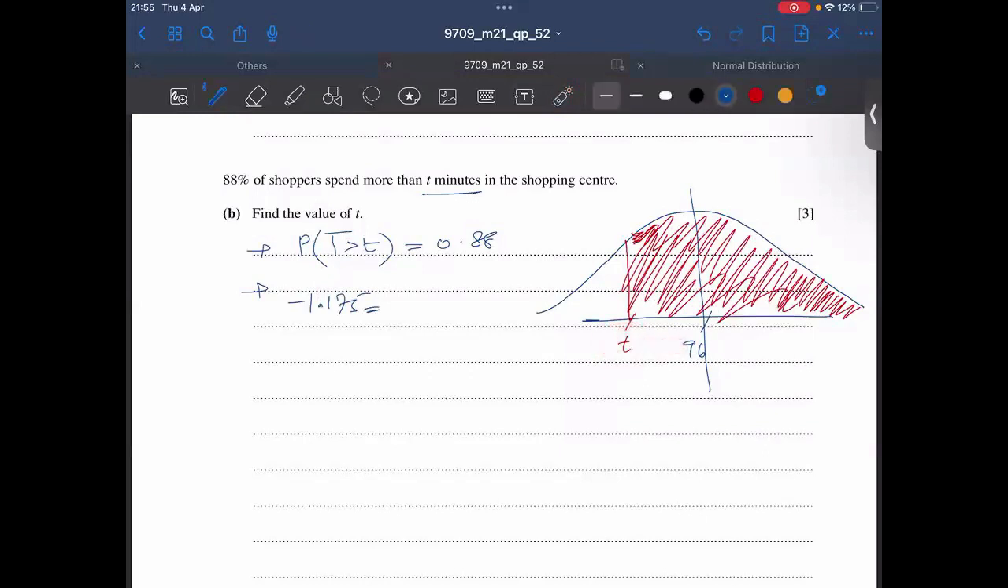Minus 1.175 equals t minus 96 divided by 18. And Iman, this is going to be minus 1.175 times 18 plus 96. t is going to be equal to 74.9. All right, 74.9 minutes.